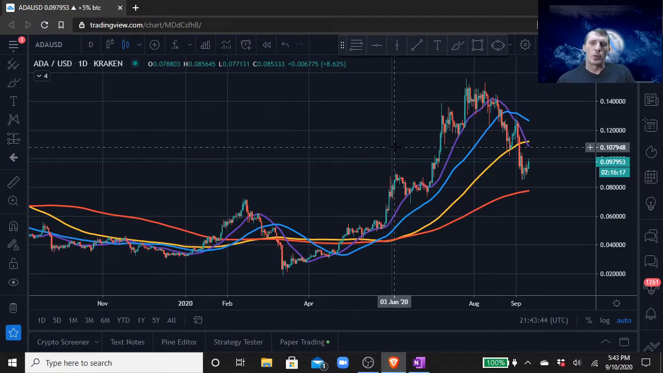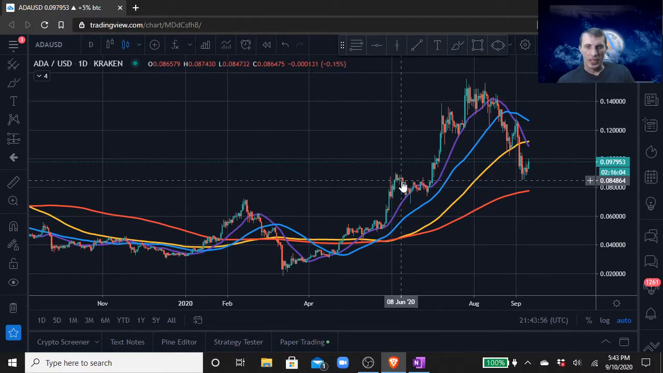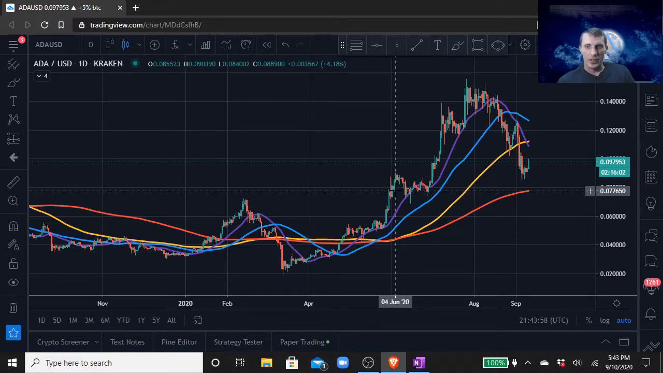I'd be looking for the 21 first. If I was going to short this, I'd probably be looking for the short right here at the 21. And then I'd try to short it again at the 50, right around the 12 cent mark. Be looking for that breakdown though. We could break all the way back down to that 200 day right around 7 cents, 8 cents.